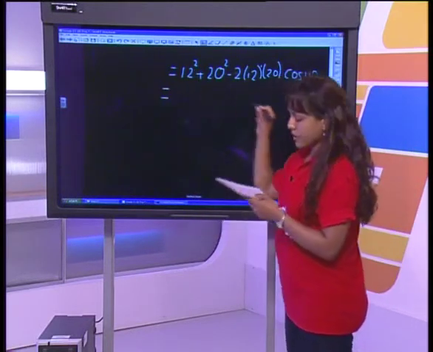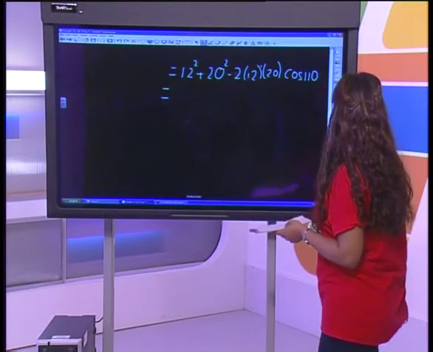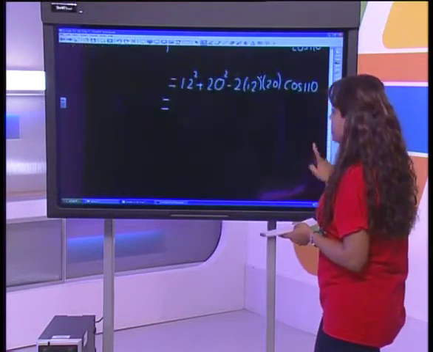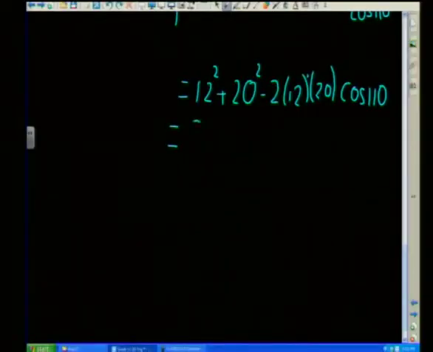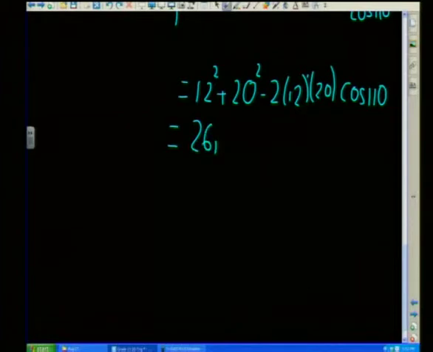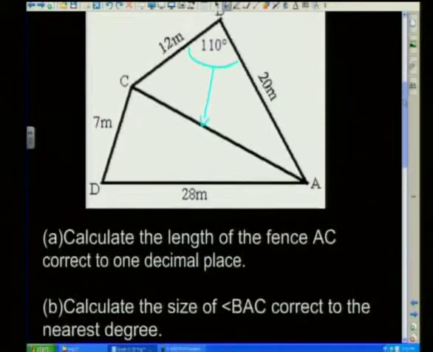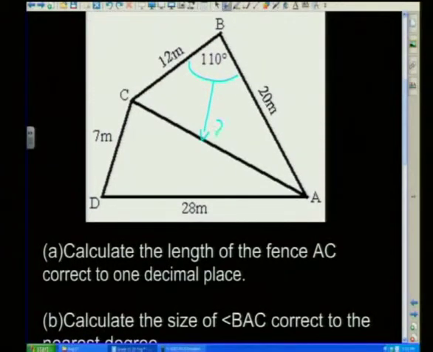Okay, so if you do all of that on your Casio calculator, and remember they said here we want it rounded to 1 decimal place, your answer is going to be 26,6 meters. Okay, so up to there we were looking for AC squared, so therefore we get that AC is 26,6 meters. So that's this one here, 26,6.